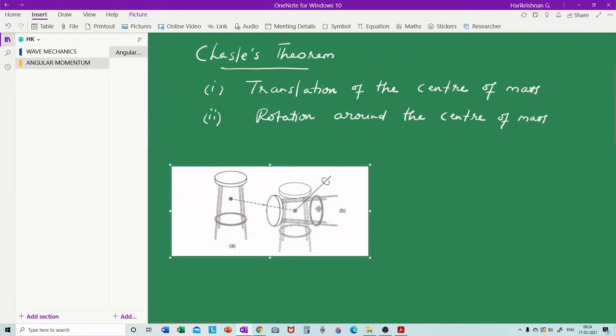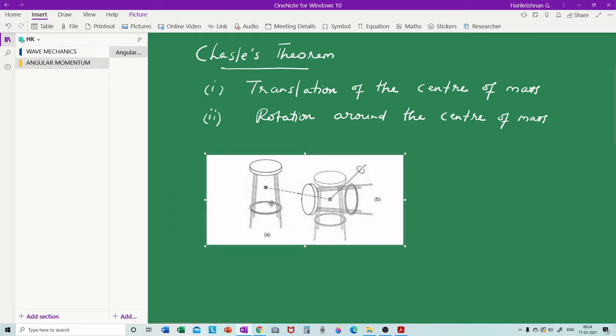Consider this figure. This is a rigid body shown here, a chair, and consider a general displacement of this rigid body. The chair is falling sideways like this. The idea of Chasles' theorem is that this is a general motion of a rigid body, a large body, and we can decompose it into two parts. Consider the center of mass of this chair, somewhere here. Now when you look at the new position B, the position of the center of mass is here.